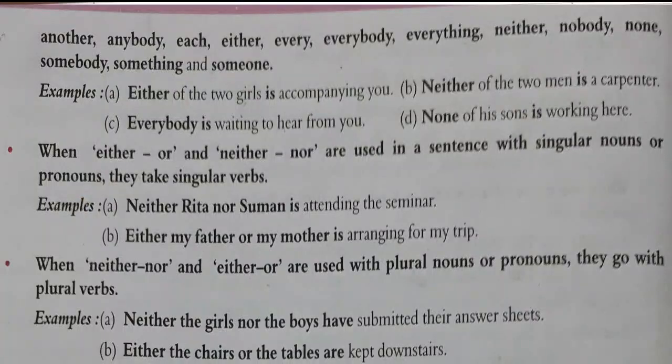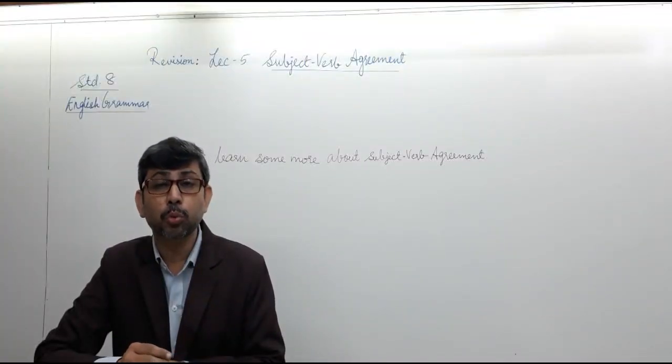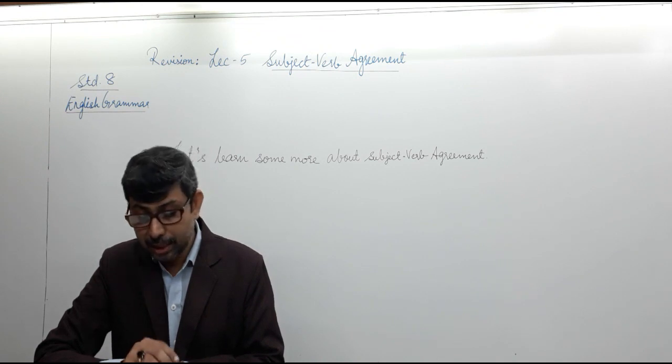A singular verb is used when any one of the following is the subject of a sentence, as you see on your screen. Anyone, another, anybody, each, either, every, everybody, everything, neither, nobody, none, somebody, something and someone. So these are a few words. If this is the subject in a sentence, then we have to apply the following rule.